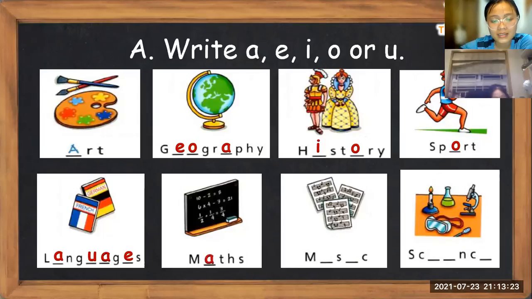Next, we have maths, right? 7, we have music. The missing letters are U and I. And the last one is science. Okay, great job.